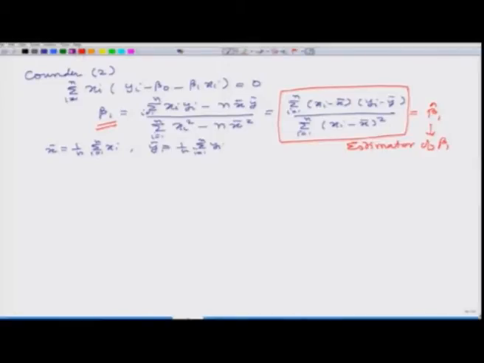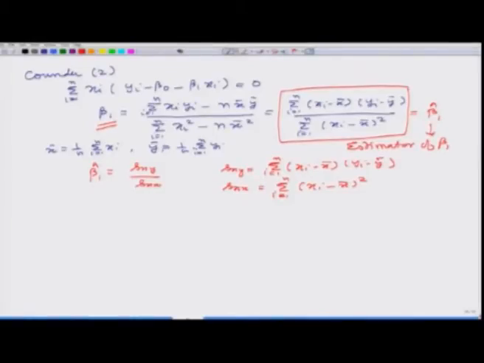So, for the sake of simplicity, let me rewrite here: beta 1 hat is equal to Sxy upon Sxx, where this Sxy is nothing but summation i goes from 1 to n of (xi minus x bar)(yi minus y bar), and Sxx is summation i goes from 1 to n of (xi minus x bar) squared. Now, in the later lectures we are going to use this notation. So, what I have seen now is that we have obtained the value of beta 1 as beta 1 hat.